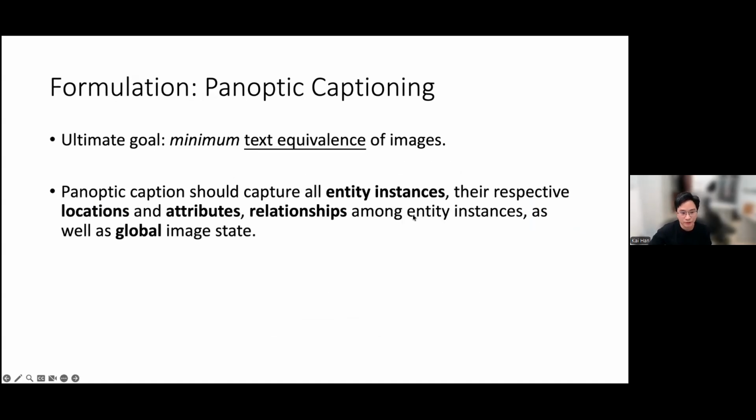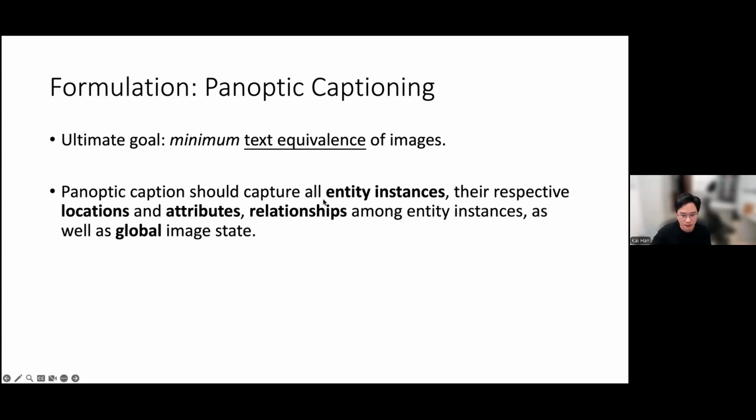Our ultimate goal is really to try to find the minimum text equivalency of images. Given an image, we can of course describe it using very long text, but that is not necessarily very informative. So we hope that we can have very informative text descriptions that can really represent the image. Basically, we want to get the text representation of the image. That's the goal.